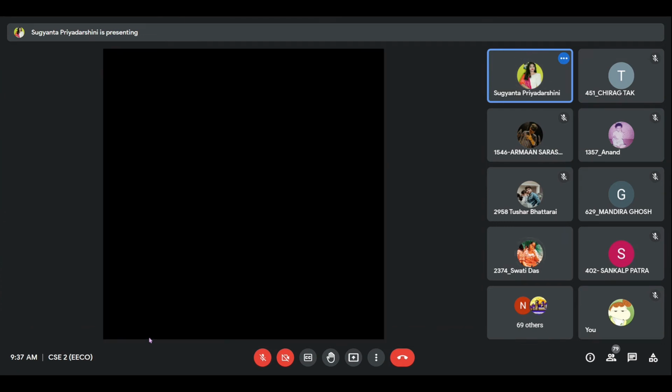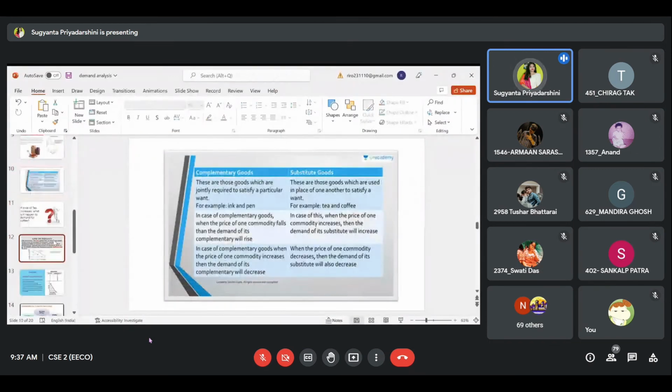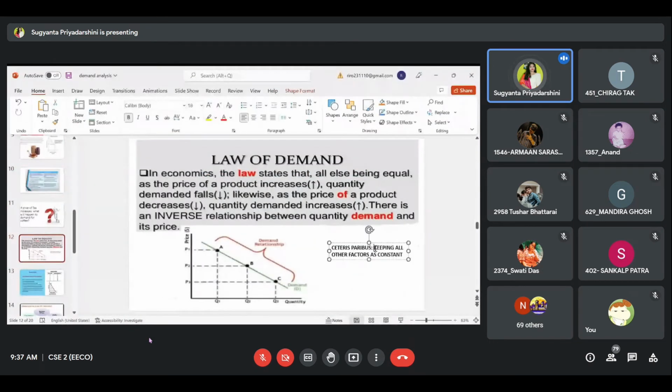Yes, ma'am. Okay, so that's what your law of demand states. That is, keeping all other factors constant, your price and quantity demanded are inversely related. That's why you can see with the increase in price, your quantity demanded falls, or with your decrease in price, your quantity demanded increases. Is it understood?